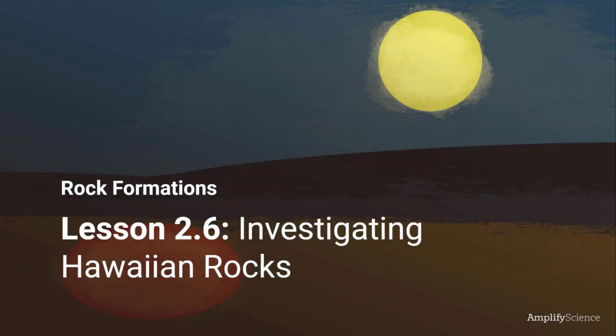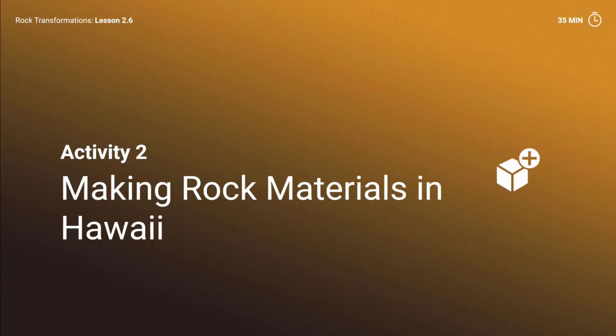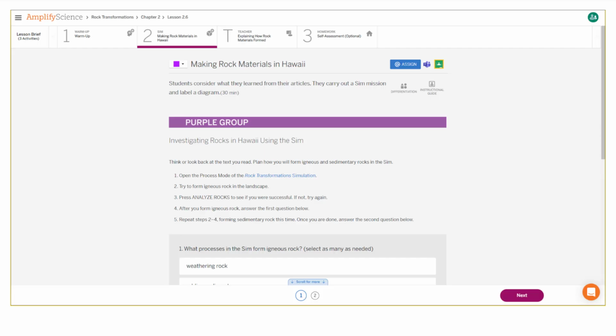Rock Transformation Unit, Lesson 2.6, Investigating Hawaiian Rocks. Activity 2, Making Rock Materials in Hawaii. Here's what your student screen looks like for the first part of the lesson. Your color group may be different from your classmates.